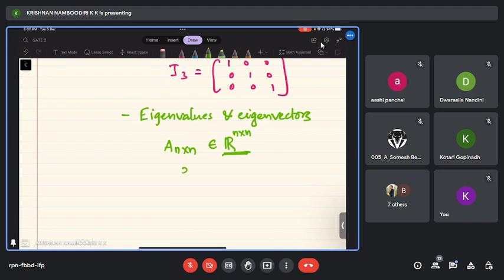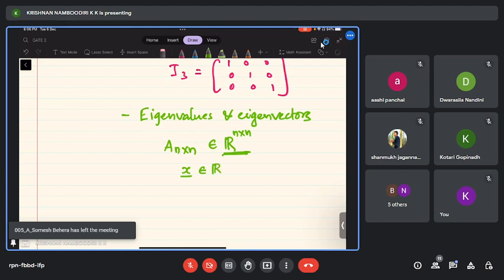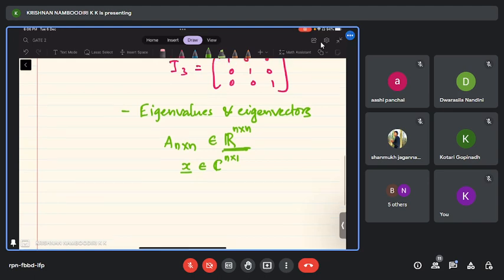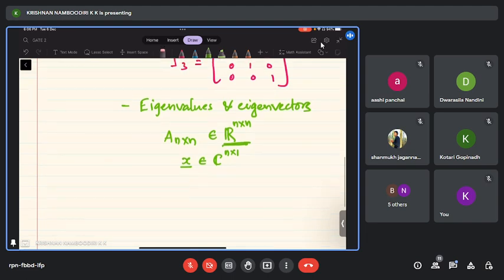And suppose there exists a vector x belonging to Rn. It need not be in Rn, it can be in Cn as well, of size n cross 1. It's a vector of size n cross 1, or a matrix of size n cross 1. You can visualize it in any way. Belongs to, this is complex numbers. You have to be very careful here. The matrix is in the real field.